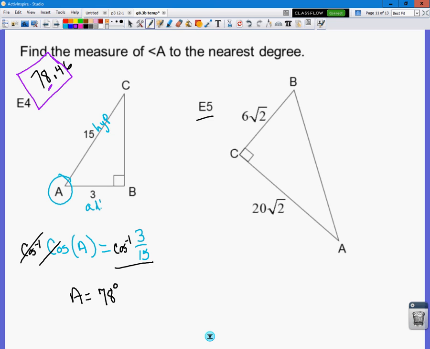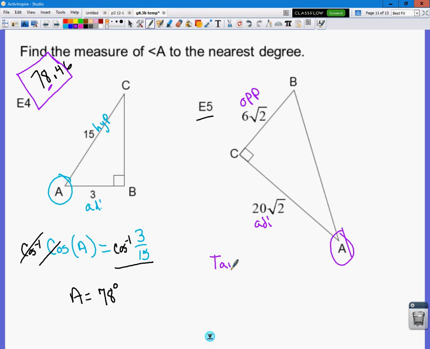Example 5 looks harder because you see the square roots in it. But I'm going to tell you, everything is going to be set up the same. In this one, square roots happen to cancel out. If they don't cancel out, leave the square root there. Let the calculator do the work. Where are we going to start? We're going to start at A. We're going to label our parts. Opposite, adjacent. Which function?